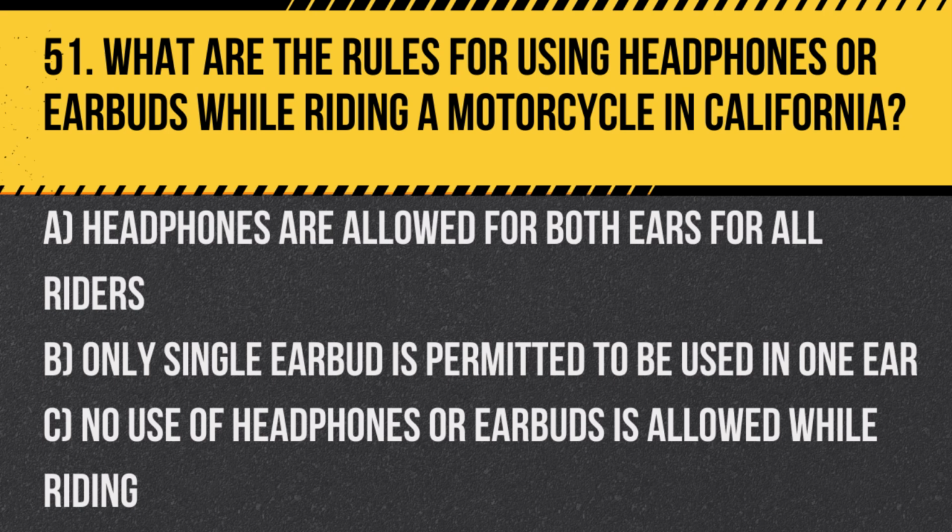A. Headphones are allowed for both ears for all riders. B. Only single earbud is permitted to be used in one ear. C. No use of headphones or earbuds is allowed while riding. Answer. B. Only single earbud is permitted to be used in one ear. This rule helps maintain awareness of surrounding traffic sounds while allowing audio communication.